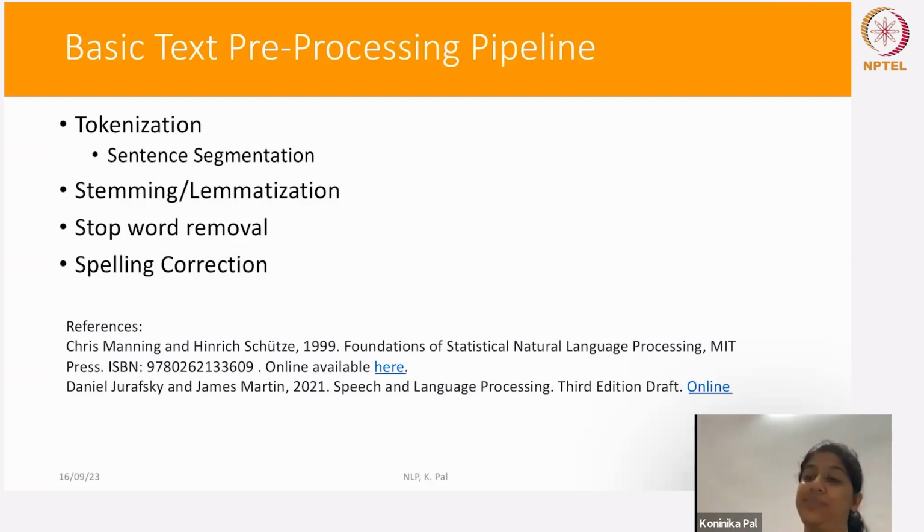So overall, in this particular lecture, we looked at the basic pre-processing pipeline, or the text processing pipeline. We start with tokenization, and in some cases sentence segmentation is required. Then we go with stemming or lemmatization, stop word removal, and finally spelling correction. What is very important, as I mentioned many times, is that the pre-processing steps you take to normalize your text very much depend on the application and the language you use.